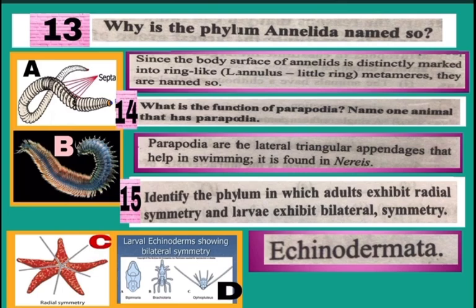Question number 15. Identify the phylum in which adults exhibit radial symmetry and larvae exhibit bilateral symmetry. In Echinodermata, adults mein radial symmetry hai. Diagram C mein starfish dikhai gayi hai and it has radial symmetry, and larvae mein bilateral symmetry hai. Diagram D shows larvae of Echinodermata which is having bilateral symmetry.